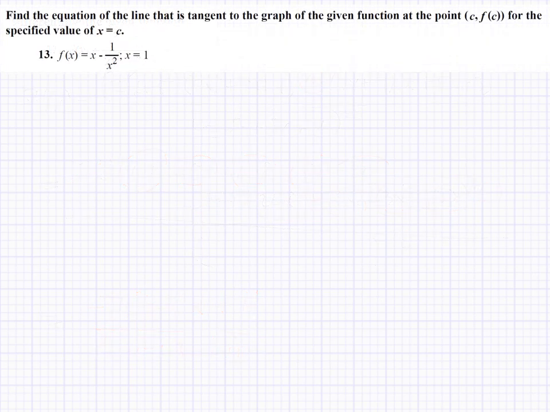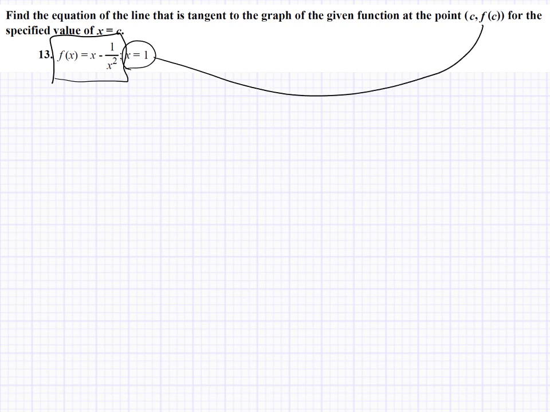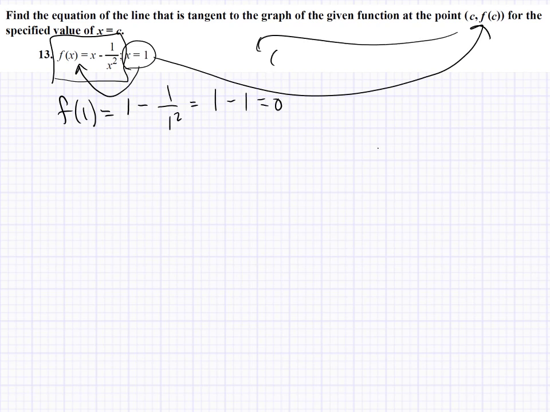All right, so we need to find the equation of the line that is tangent to the graph of the given function at the given value. So here's our function, and this is the x value for the point that we're trying to find. So if we want to actually find the point, we need an x and a y. So to find the point, we're going to take this x and plug it into the function. So we want to find f of 1, and f of 1 would be 1 minus 1 over 1 squared. So that's 1 minus 1, so 0. So the point c, f of c, would be 0 or 1, 0.